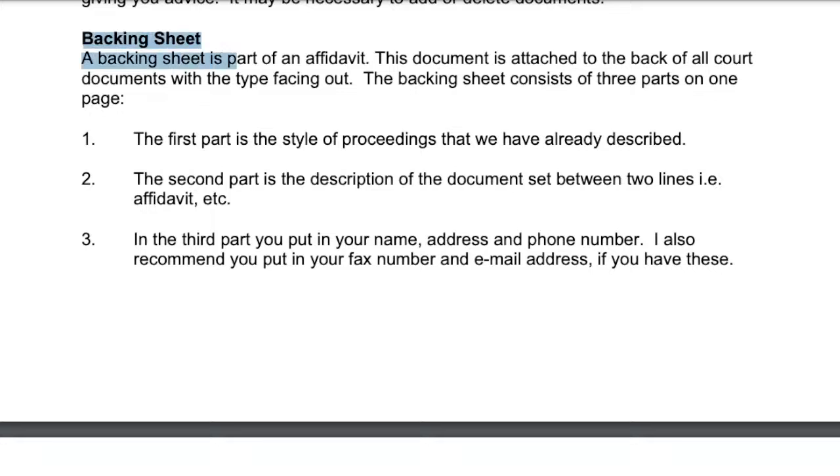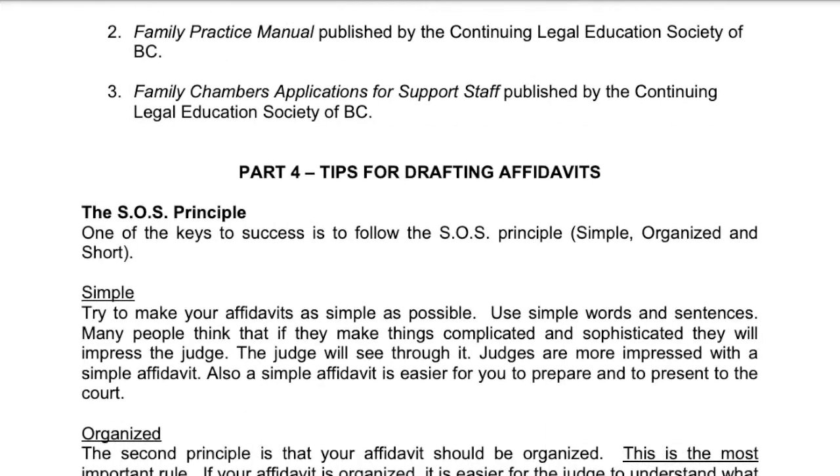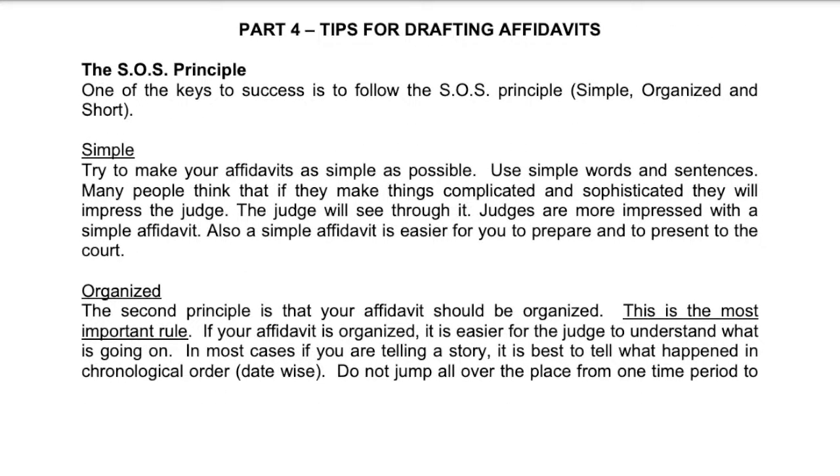Then we have a backing sheet, part of an affidavit. This document is attached to the back of all court documents with the type facing out. So let's get to part 4, because this is really the parts where it's going to apply universally. We saw now some important distinctions in British Columbia court that don't apply here in the United States of America. So let's see here. Tips for drafting affidavits, which is the main topic here tonight.